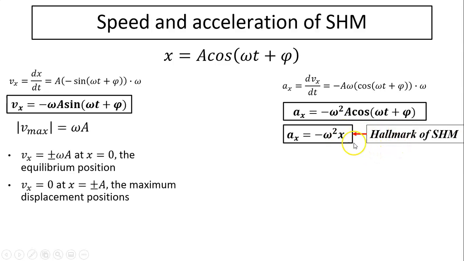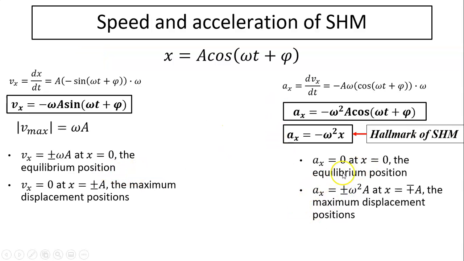This is the hallmark of simple harmonic motion. Whenever you see a function like this, you know it's simple harmonic. Or if you are given that the motion is simple harmonic, you know it satisfies a condition like this. Let's see what the special points are. ax equals 0 when x equals 0. So at the equilibrium position, there is no acceleration because there's no force. ax is most positive when x is most negative, and ax is most negative when x is most positive. This is at the maximum and minimum displacement positions.